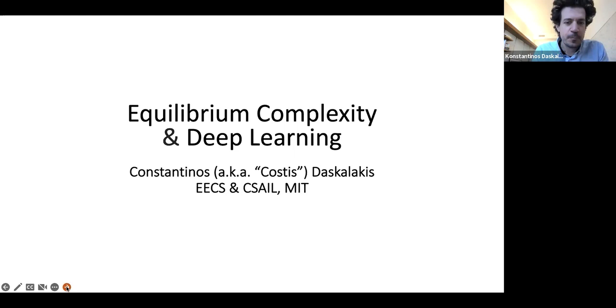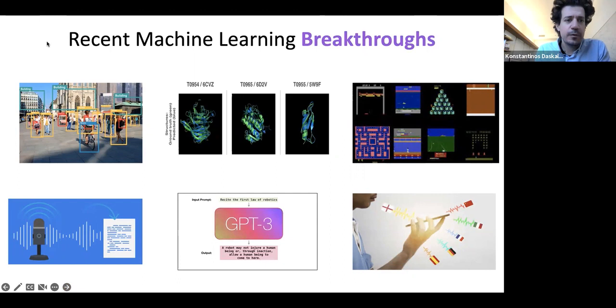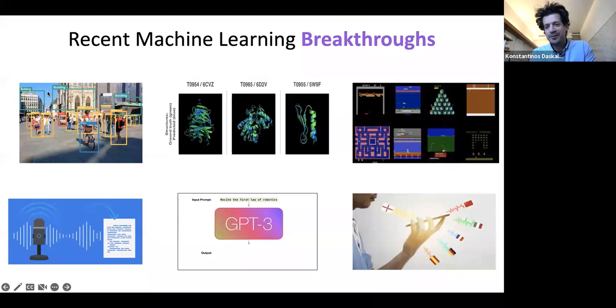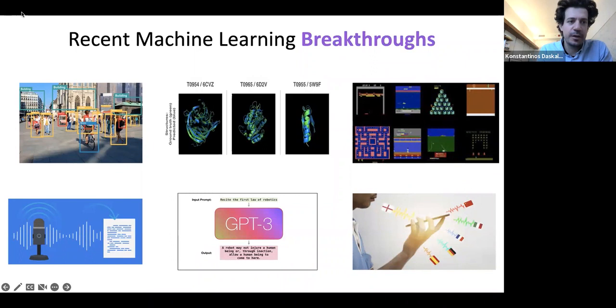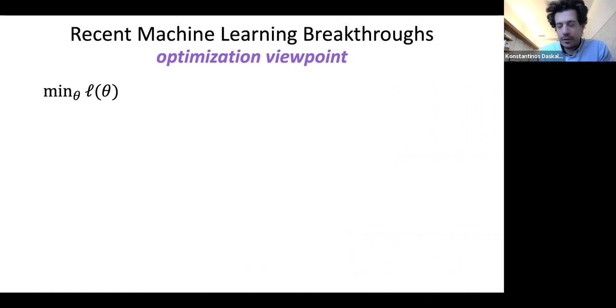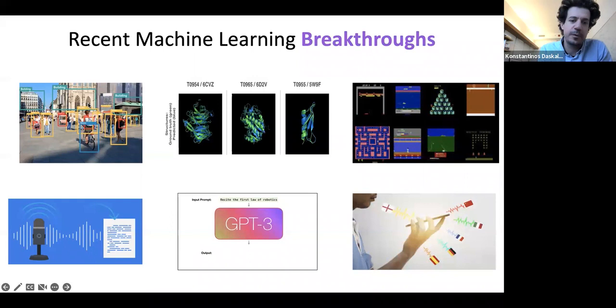As we all know, reading through the news or interacting with these technologies, machine learning has made a lot of breakthroughs in recent years, undeniably so. From an optimization standpoint, there is a fundamental change in how we think about estimation problems. A lot of the applications you see here, from image recognition, speech recognition, to protein folding and text generation, are estimation problems at their heart.